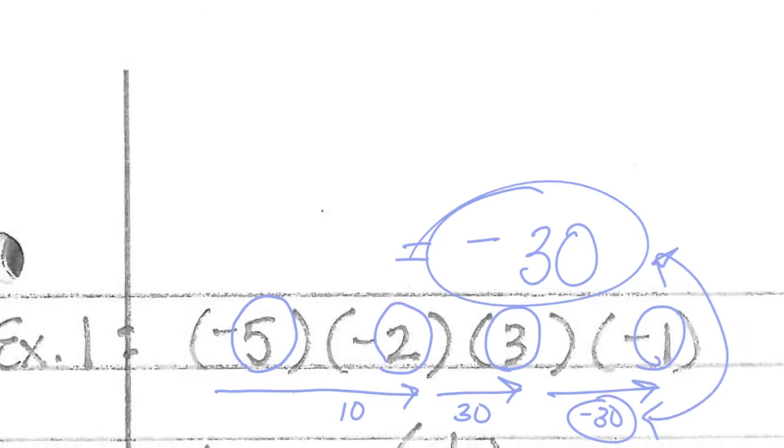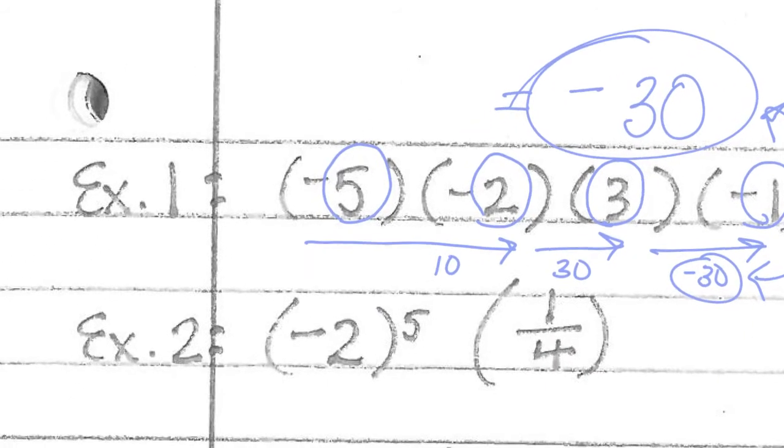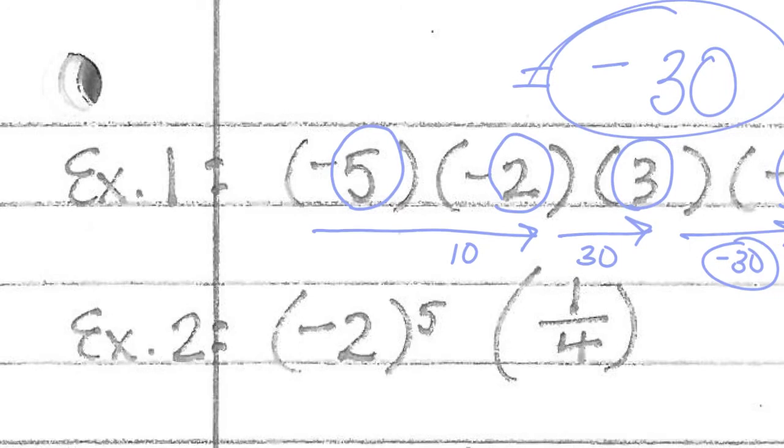All right, let's go ahead and look at this. Example 2 says -2, all of that to the 5th power. How many negatives do I have? An odd or an even number? Odd. And then we are multiplying that by 1/4. Now, some of you might have to calculate what -2 to the 5th power is without a calculator.